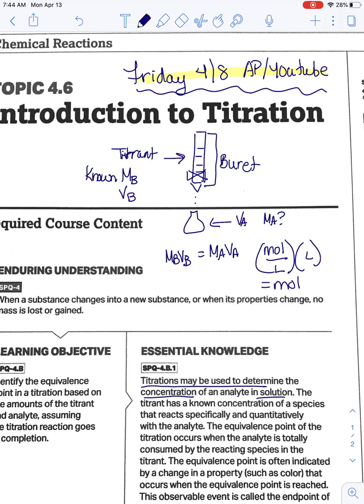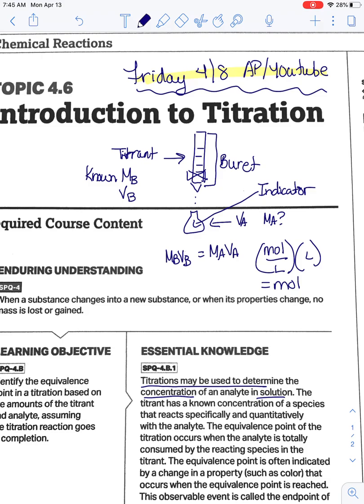And the way you know you got to the end point is usually you have what's called an indicator in this solution. An indicator, again, is something that changes color when a certain reaction happens. Like litmus paper, pH paper, phenolphthalein is very popular. It turns a very light pink when you've reached complete neutralization.